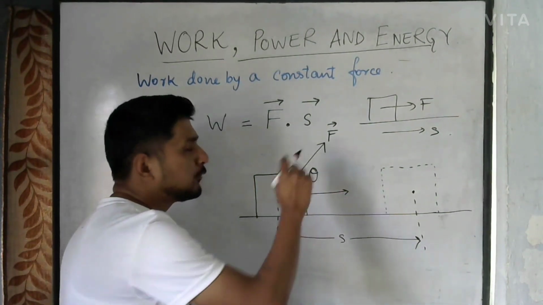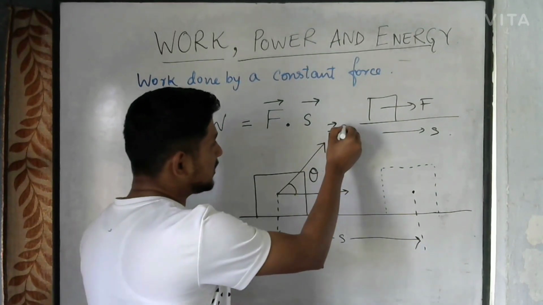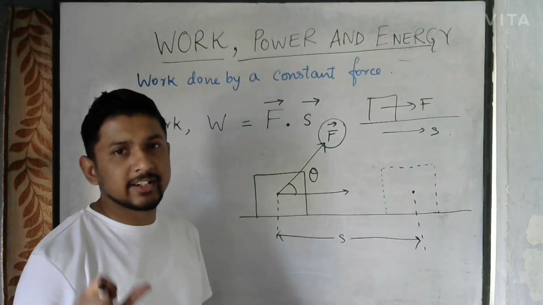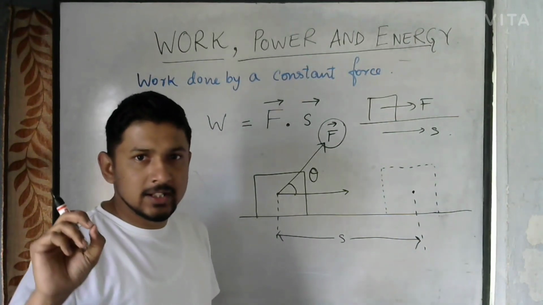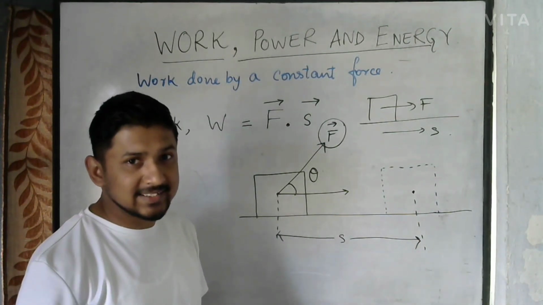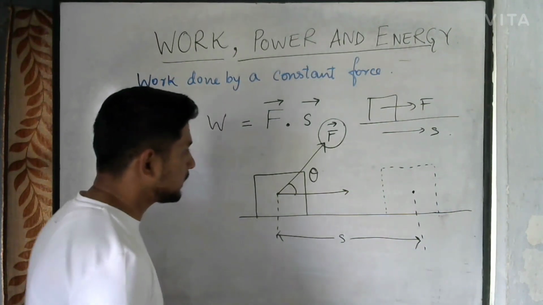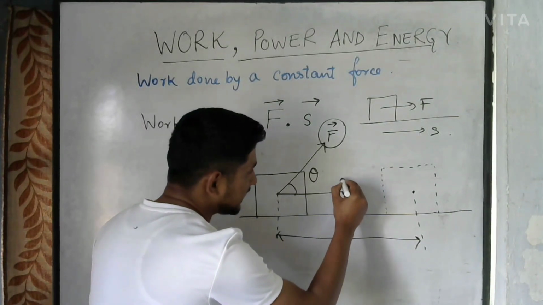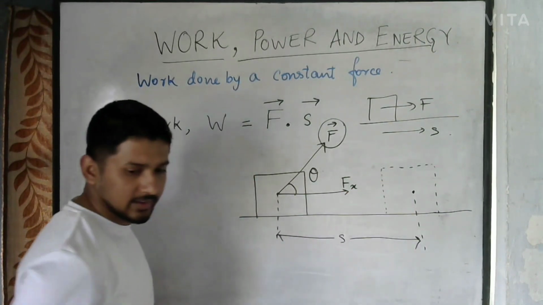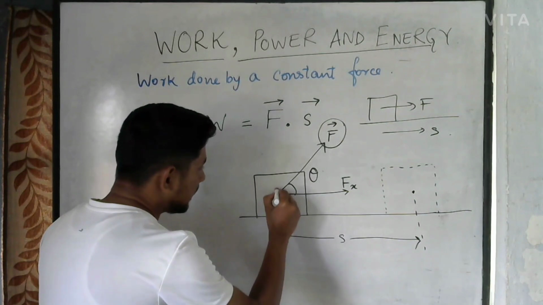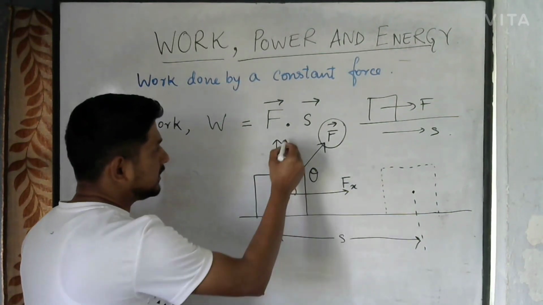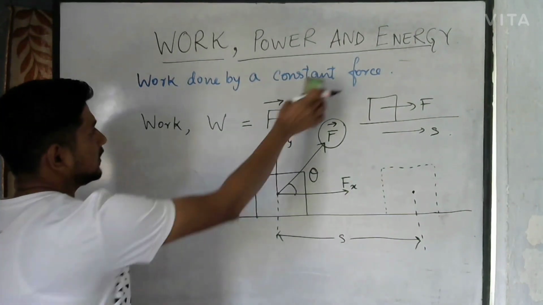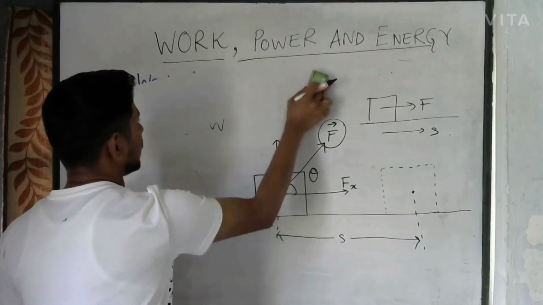Now what might happen? I can split this force. Listen very carefully. We already know that we can split a vector into two components, right? Component along x-axis and component along y-axis, right? So when I split this force along x-axis, it will be something like this. This will be your x-axis, right? And this will be my force along y-axis, right? I'll just try to put this at the top.